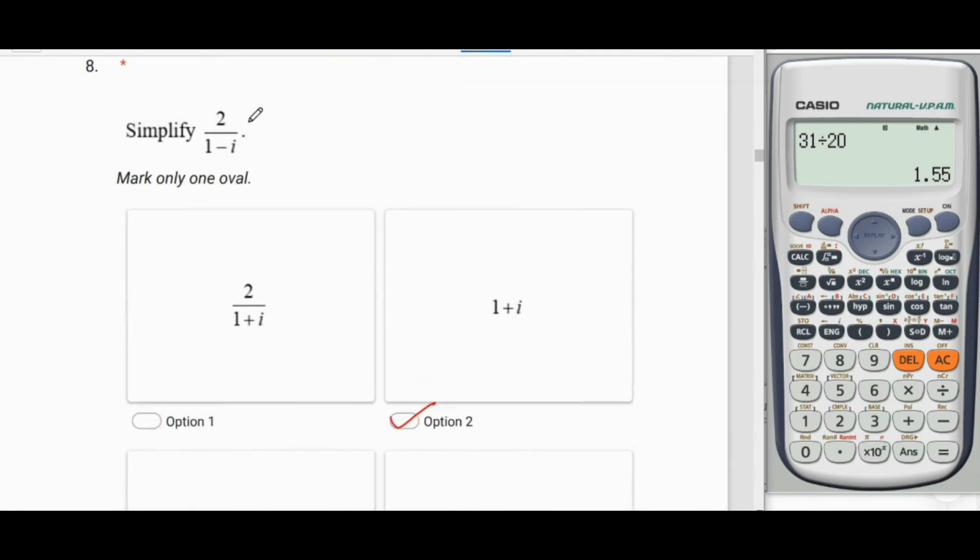Then we go for this. Simplify this division of complex number. When we have division of complex number, we need to time with its conjugate. So the conjugate of this denominator, it will be 1 plus I.